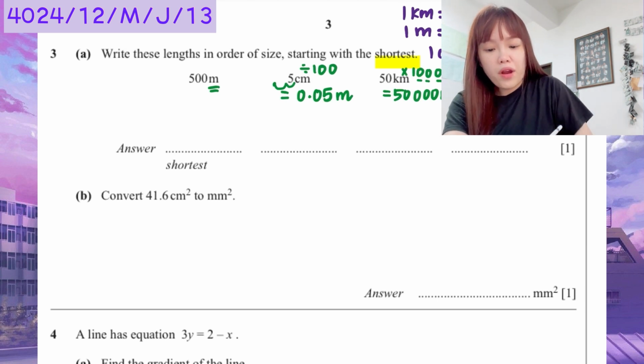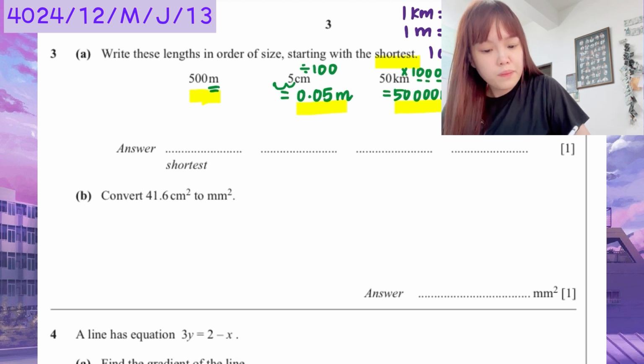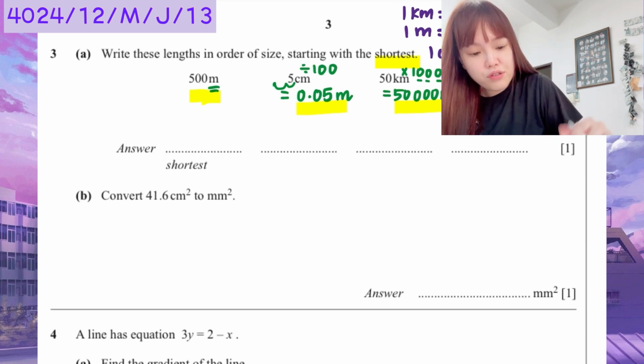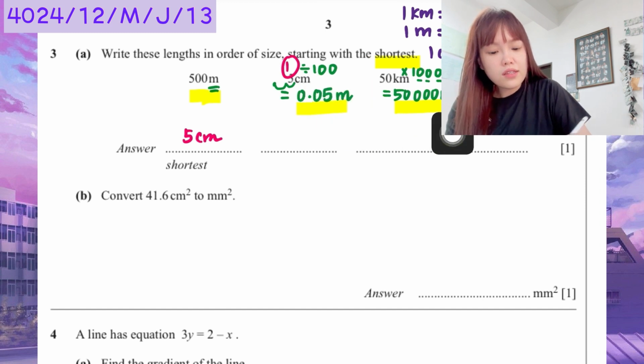Okay, so now we can compare which one is the shortest. Is it 500, 0.05, 50,000 and 0.5? Which one is the shortest? The shortest one is 0.05 meter, this one. You must always write the original number, which is 5 centimeter. This one, first one. Then the second shortest is 0.5.